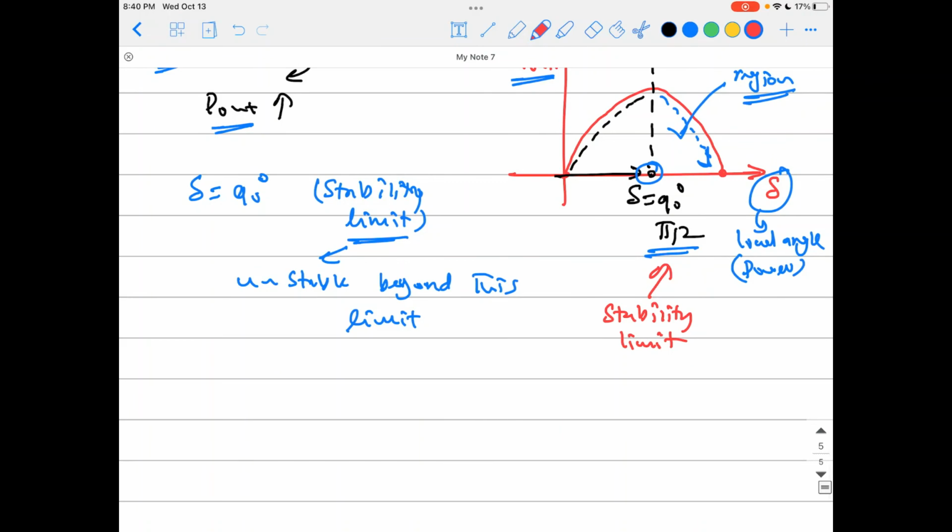Okay, so yeah, we call it delta maximum. That is the maximum value that the delta can go to. Anything beyond this and your machine will be unstable, which means it has to be disconnected.